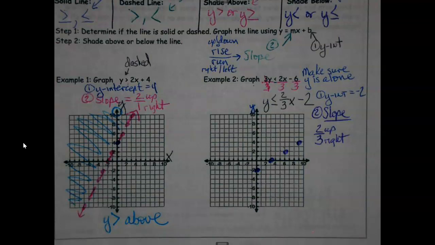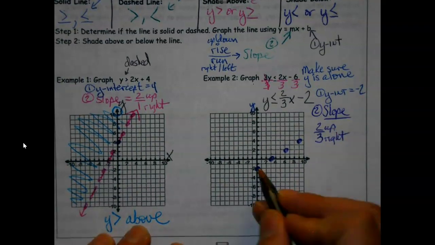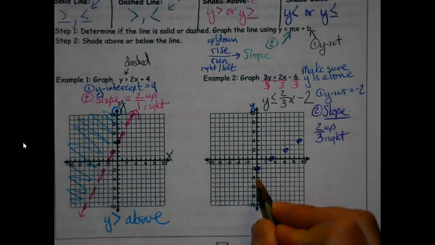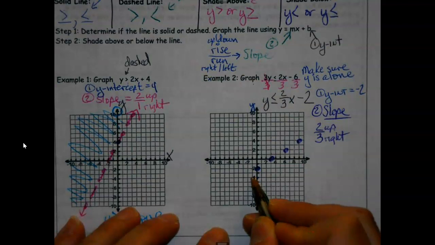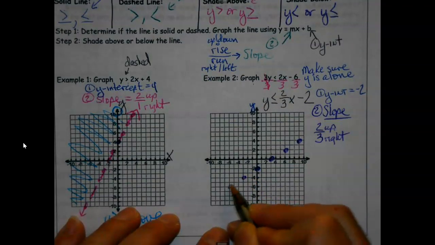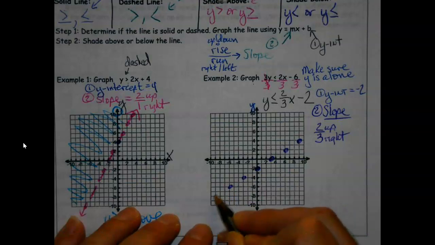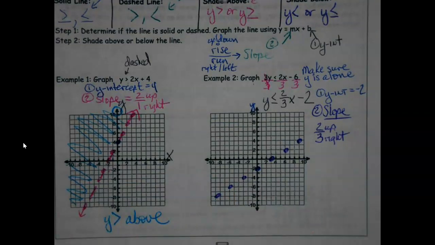But again, if I want to be able to dot all the way through, just do opposites. The opposite of up is down. The opposite of right is left. So down 2, left 3, down 2, left 3.